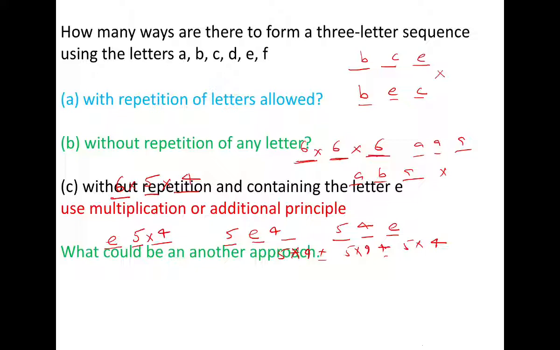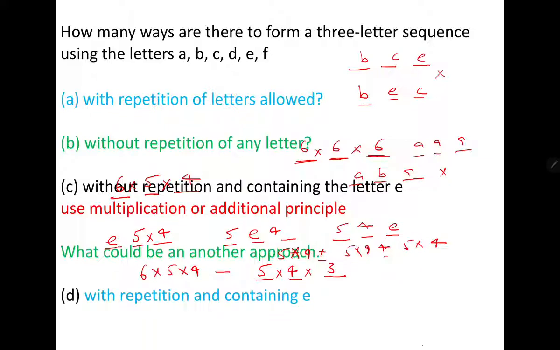What could be another approach? Is it the unique way to solve it? In combinatorics you will see that there are always multiple ways to address the problem. For example, in this case, you can consider all possible cases, which is 6 cross 5 cross 4, and then subtract the cases which do not contain the letter E. If they do not contain the letter E, it means there are only 5 letters, and without repetition, so 5 cross 4 cross 3.